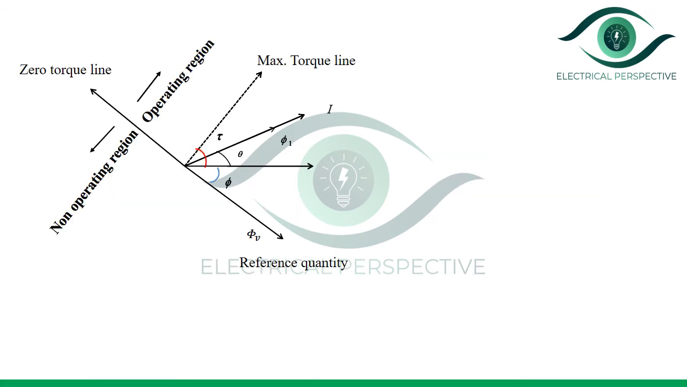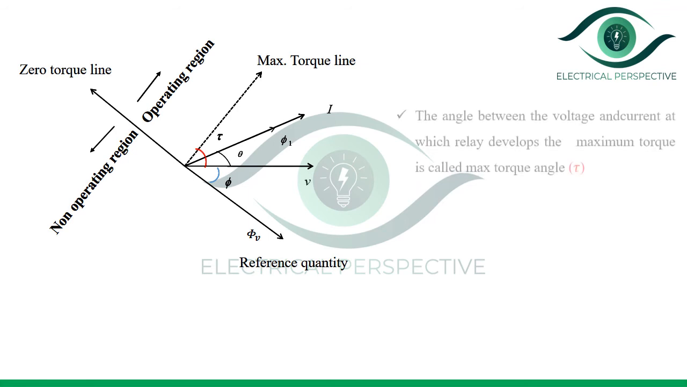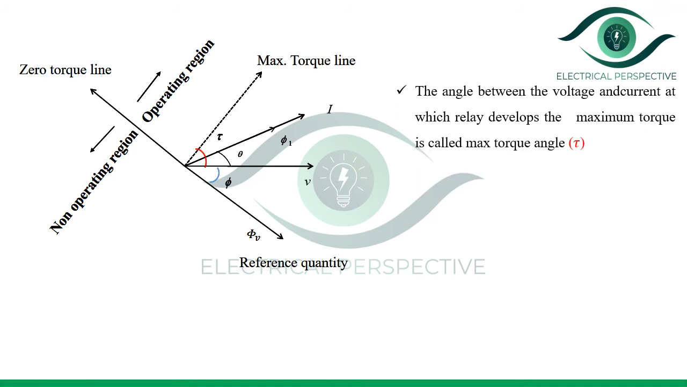Now let us see what we mean by the maximum torque angle. The angle between the voltage and the current at which the relay develops the maximum torque is called the maximum torque angle and it is denoted by tau. From the figure, we can write phi is equal to 90 minus tau, and let this be equation number 1.